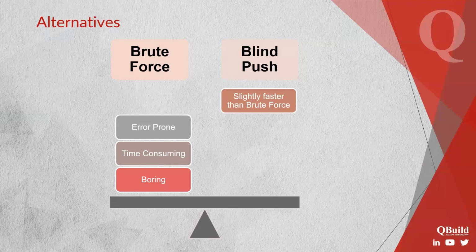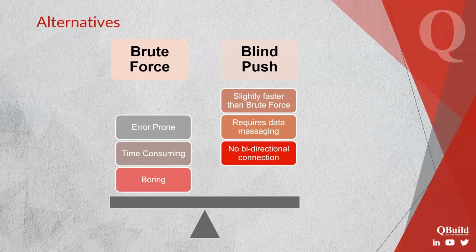Now, the second method is the blind push, which is kind of an export import that's being done from the CAD system to the ERP. It is slightly faster than the brute force method that we just talked about, but it does require data massaging, meaning that the export that you may get from your CAD system is more likely than not the wrong format to import into Sage. So there's definitely some work that's required there. It's not a bidirectional connection, meaning that the bills of materials are not synchronized. We can't write information back. It's usually just a one-way push.